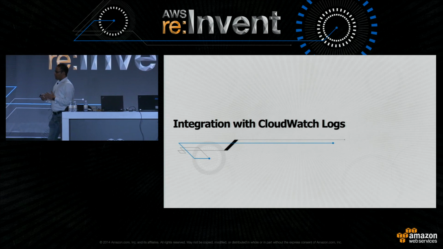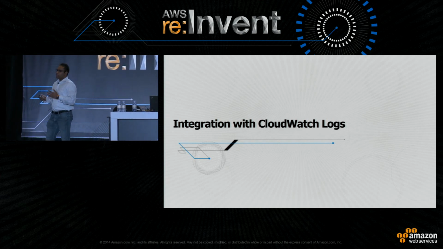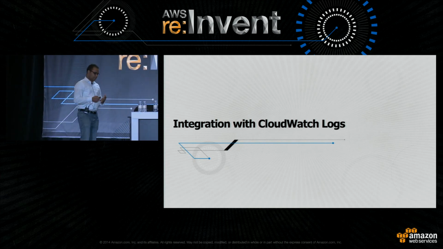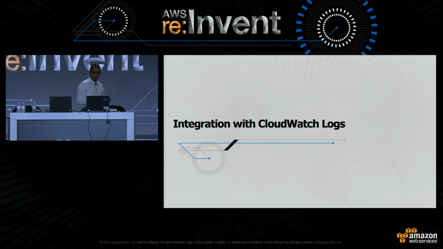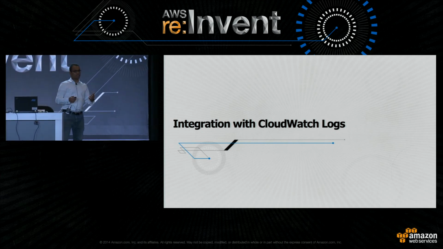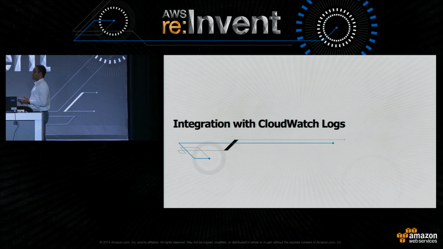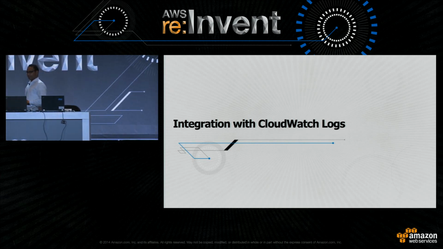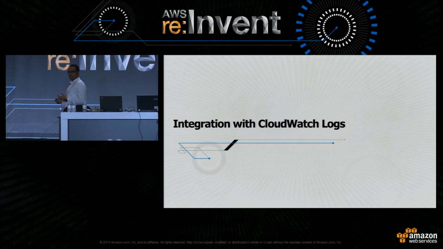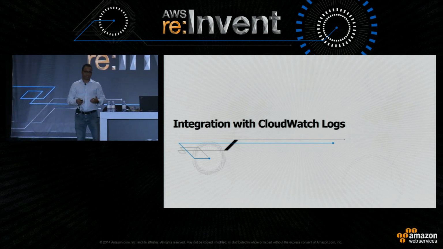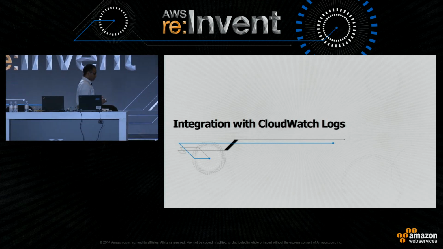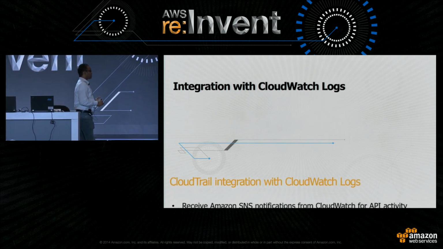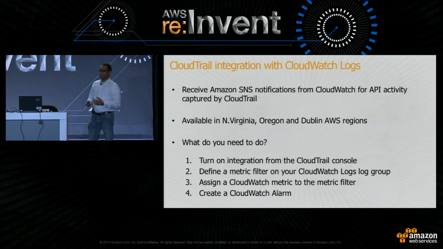So we launched this feature on Monday, and this was driven completely by customer feedback, just as any other feature is. So a lot of you may already be using CloudWatch, and you are very familiar with CloudWatch alarms and metrics. And you want to alarm and monitor for specific events that are occurring in CloudTrail and receive a notification when that occurs. So this feature allows you to do exactly that.